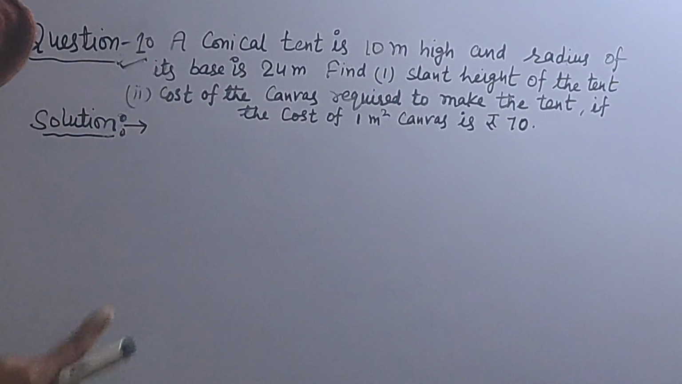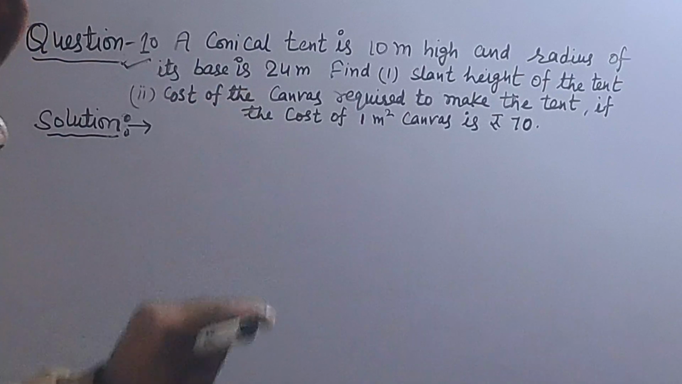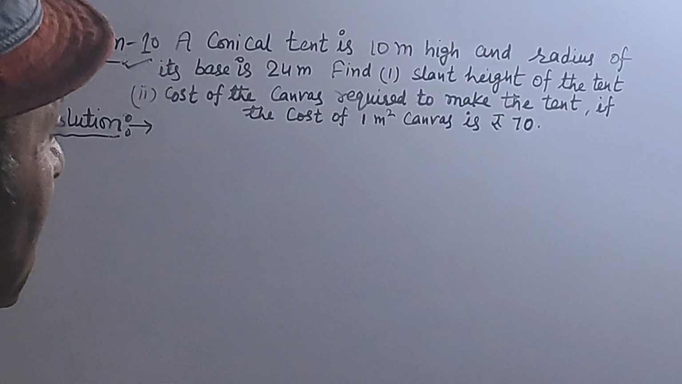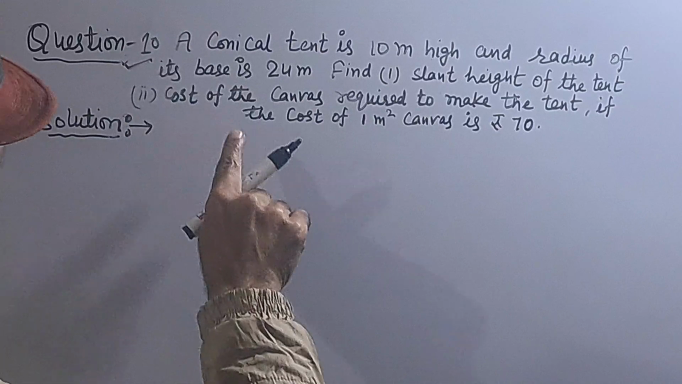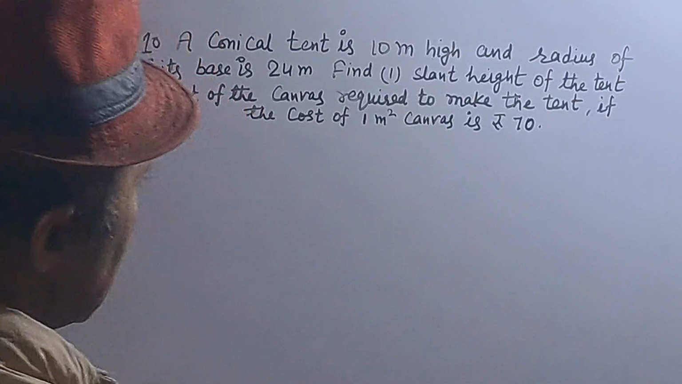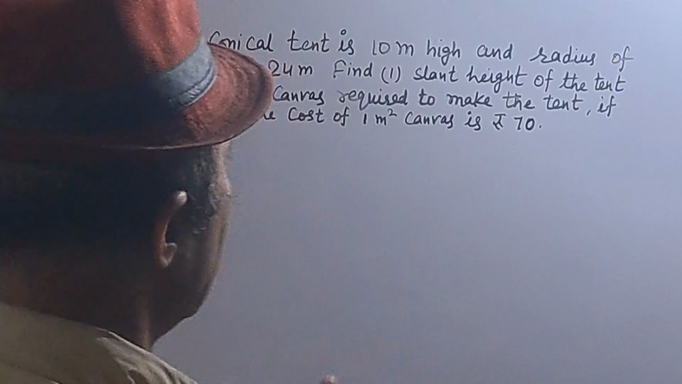Question number 10. A conical tent is 10 meter high and radius of its base is 24 meter. Find the slant height of the tent. Second, the cost of canvas required to make the tent if the cost of 1 meter square canvas is rupees 70.